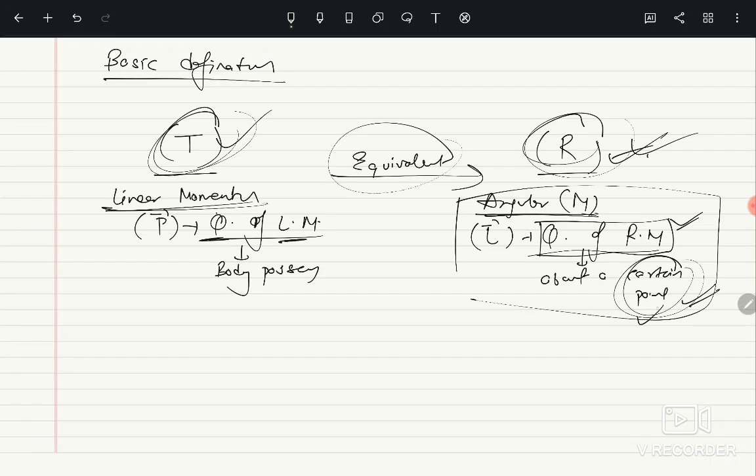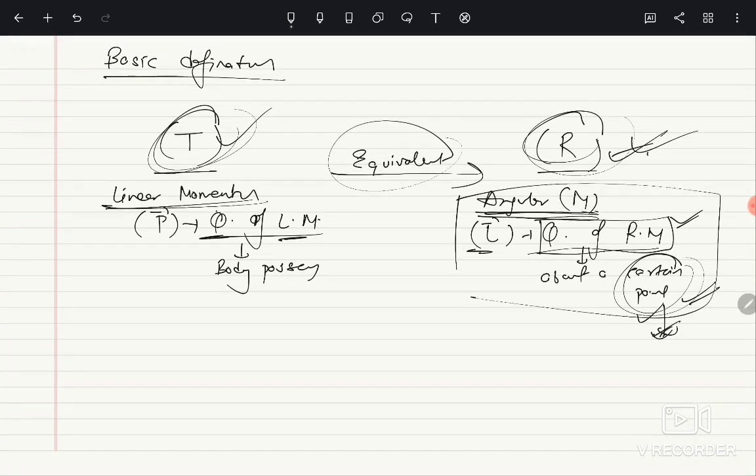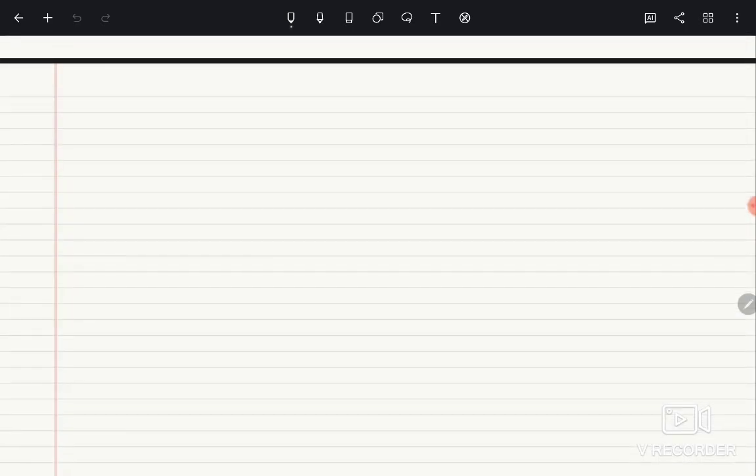Here the certain point, the point of observation, again I am telling you, is very important while calculating the angular momentum. We will see it in the mathematical expression of it. So let us move on to the mathematical expression.